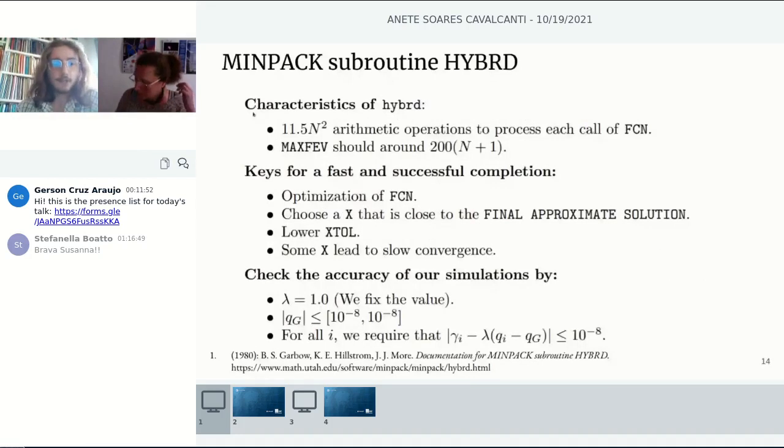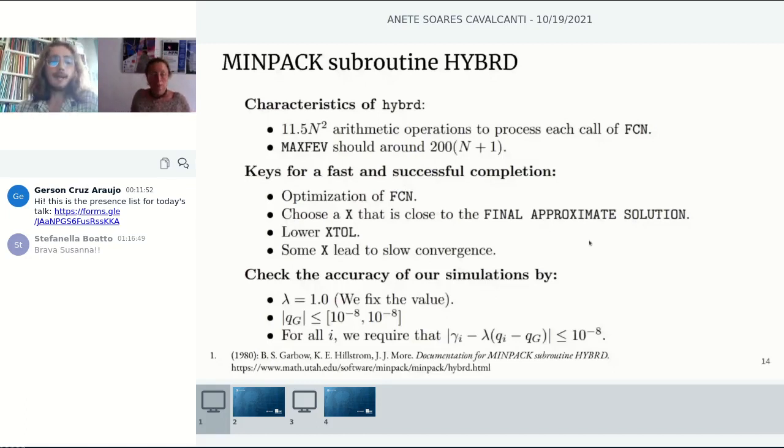So one of the main characteristics of this algorithm is that it has like 11.5 n squared arithmetic operations to process each call of the function. So this means that it will spend a lot of time processing this function. And this function is complicated because it has a large number of total terms. So the key in order to get these central configurations would be to have a pretty good subroutine that computes this function, and also to choose an initial estimate that is close to the final approximate solution.